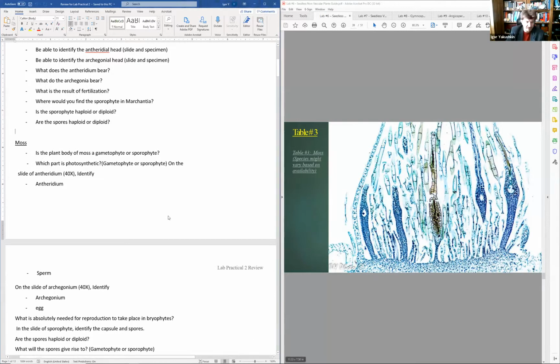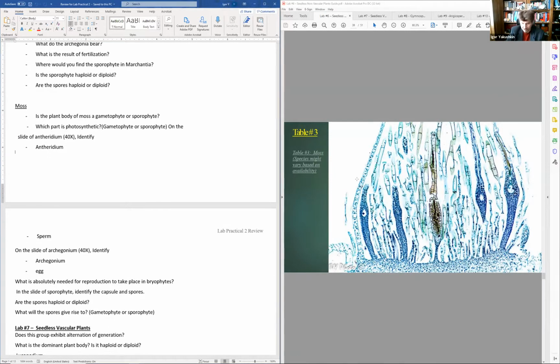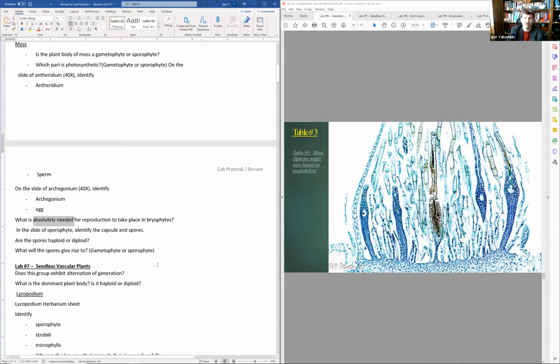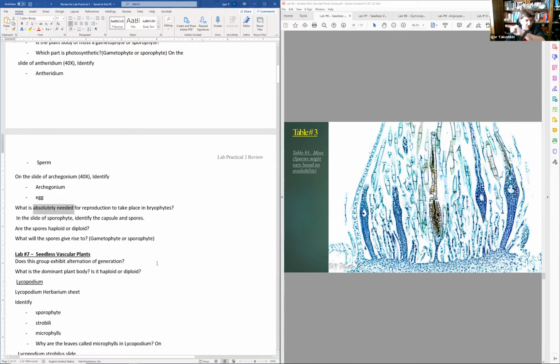But you don't have to worry about that. As long as you understand the archegonium and the egg, you should be okay. What is absolutely needed for reproduction? For reproduction, water is required. On the slide of the sporophyte, identify the capsule and the spores.